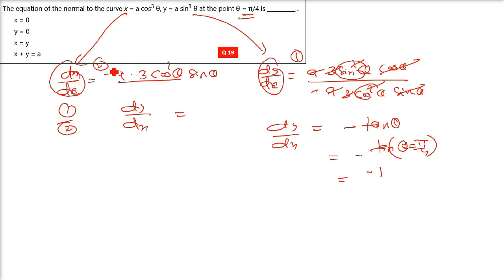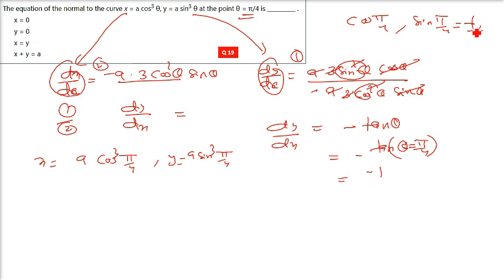How about x and y? Because theta is already given. x is a cos cube theta, a cos cube pi by 4. y is a sin cube theta, so a sin cube pi by 4. Cos pi by 4 and sin pi by 4 have the same value, which is 1 by root 2. 1 by root 2 can be placed here.